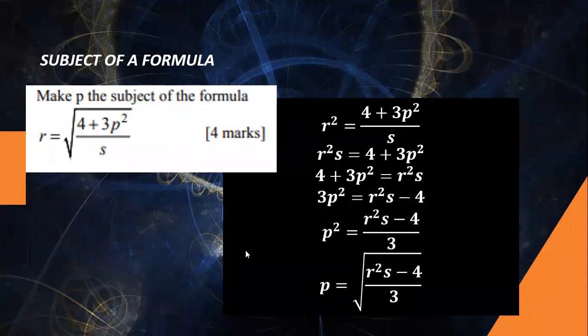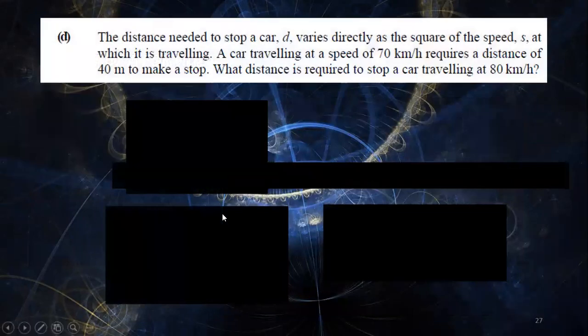All right, let's move on to the next question, which is on variation, direct and inverse variation. So let's look at direct variation first. It says the distance needed to stop a car, d, varies directly as the square of the speed, s, at which the car is traveling. A car traveling at a speed of 70 kilometers per hour requires a distance of 40 meters to make a stop. What distance is required to stop a car traveling at 80 kilometers per hour?